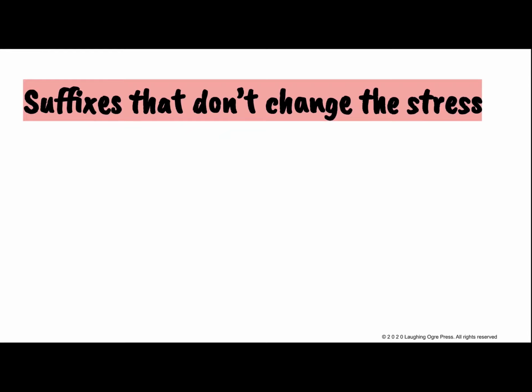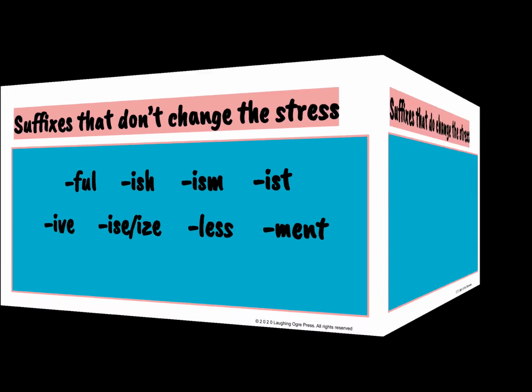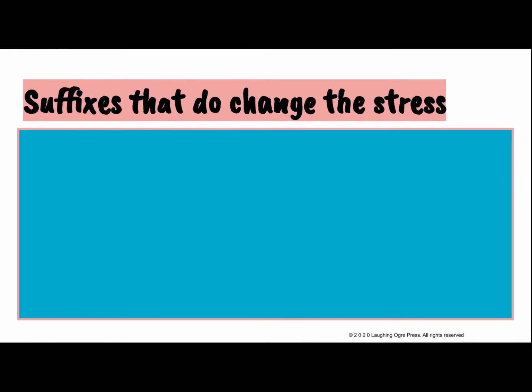Examples of suffixes that don't change the stress would be full, ish, ism, ist, if, is, less, and ment. So we might have words like colorful, yellowish, effortless, amusement. I think you're hearing that the stress doesn't change at all. And just a little reminder about stress. It's a pretty good chance that your dyslexic student isn't hearing the stress either. Syllable stress is one of those things that the scientists know for sure that the students have a deficit of.